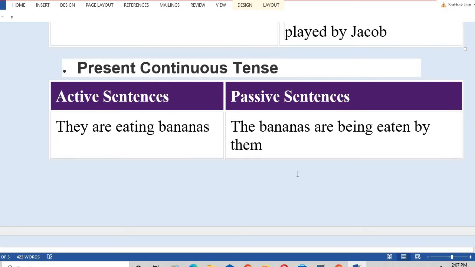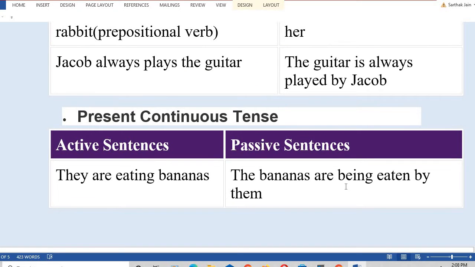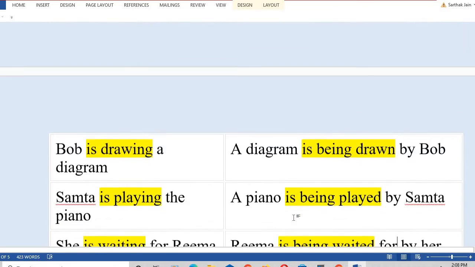Next comes present continuous tense. Active sentence: they are eating bananas. How do you know this is continuous? Eating with the auxiliary are. Why are? Because this is a plural subject. Now the object is bananas here in the active. In the passive that becomes the subject: the bananas are being eaten by them. So how do you understand which other words will be added? Being, you see here, and the third form of the verb, and are, because the subject is plural.